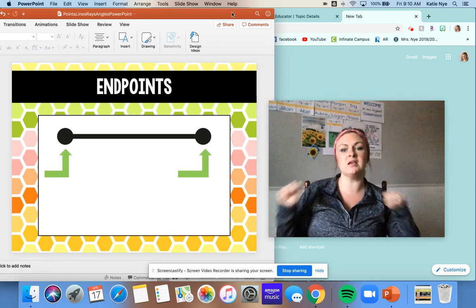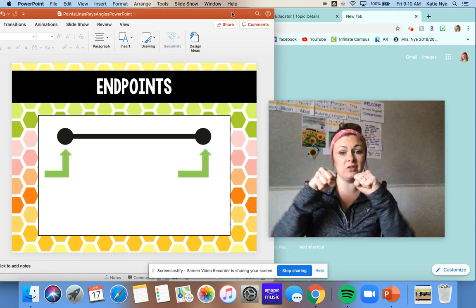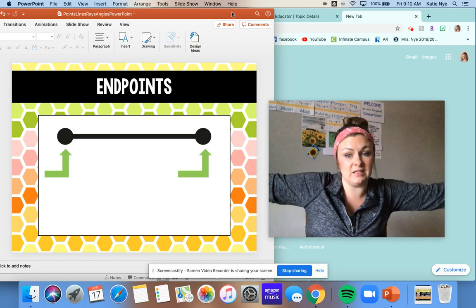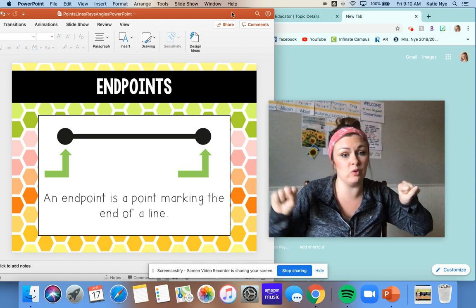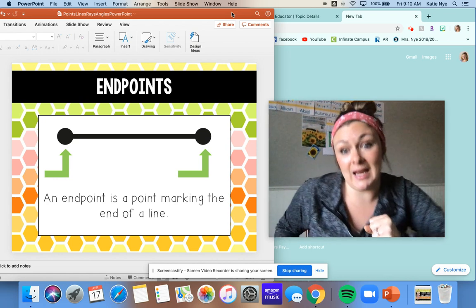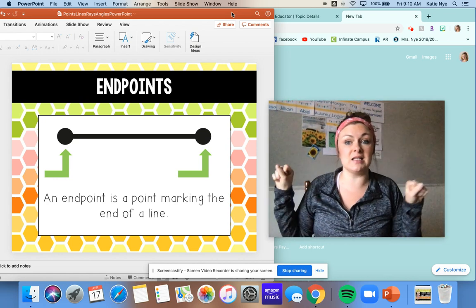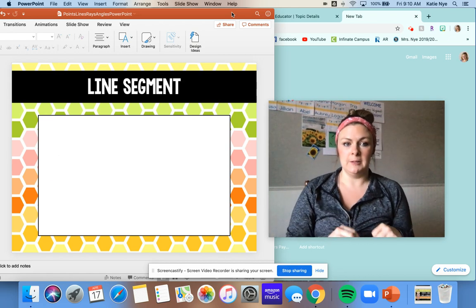So when we're talking about endpoints, we're talking about the dots at the ends of the line. So a line with dots at the end, those dots at the end are called endpoints. That's marking that our line ends, that our line has an ending to it.